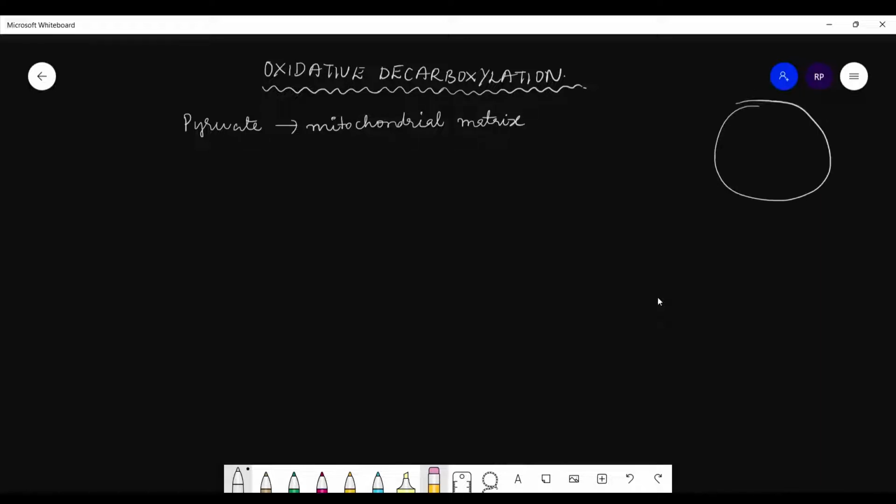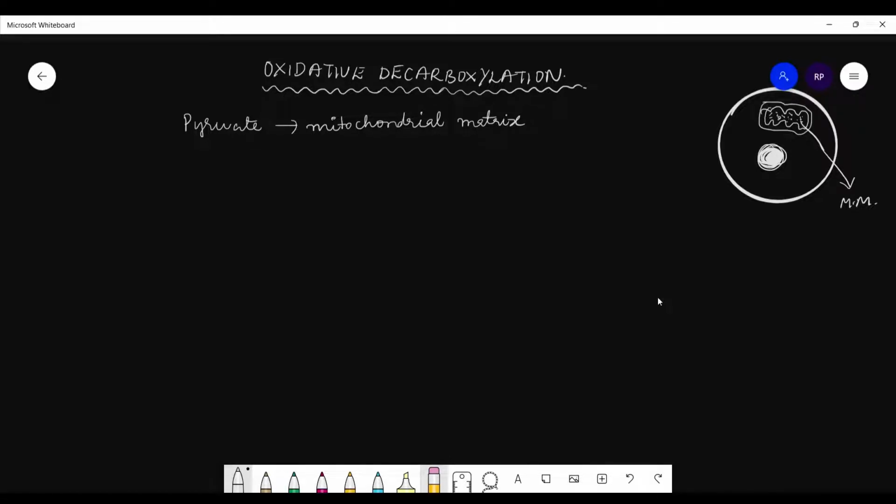So if this is the cell and if this is the nucleus and everything, and some mitochondria is going to be present. Mitochondria is called powerhouse of the cell. Now mitochondrial matrix is this part. This part is called the mitochondrial matrix. So basically this oxidative decarboxylation of pyruvic acid happens in the matrix of mitochondria. What is oxidative decarboxylation? Decarboxylation. So carbon is going to be removed and there is release of carbon dioxide in this particular process, right?